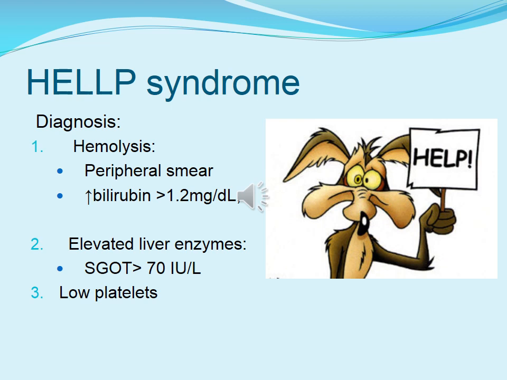While those who develop HELLP syndrome, what is HELLP syndrome? It is hemolysis, elevated hepatic enzymes, and low platelet syndrome. Diagnosis is through hemolysis: the patient develops hemolysis, for which we check the peripheral smear. Bilirubin is increased more than 1.2 milligram per dL. There is elevation in the liver enzymes, the SGOT, SGPT, and the alkaline phosphatase, and the patient develops a low platelet count.